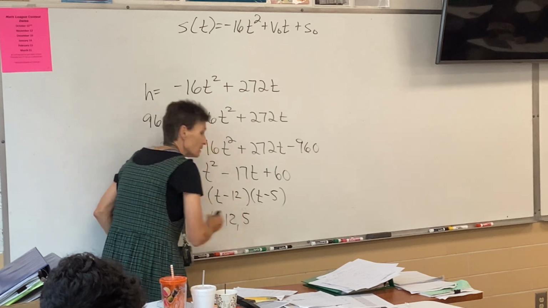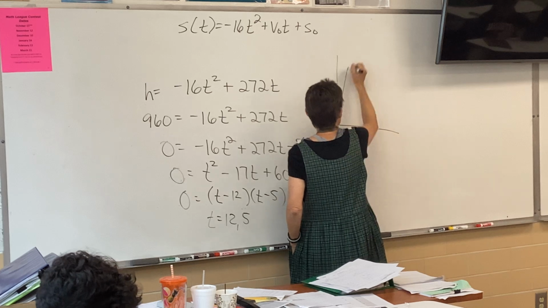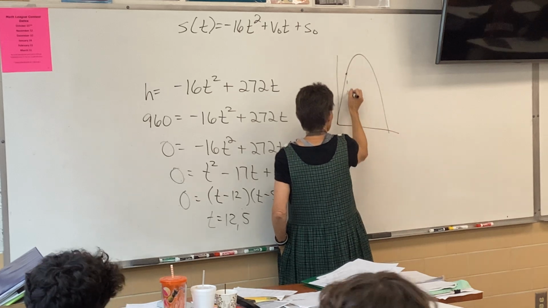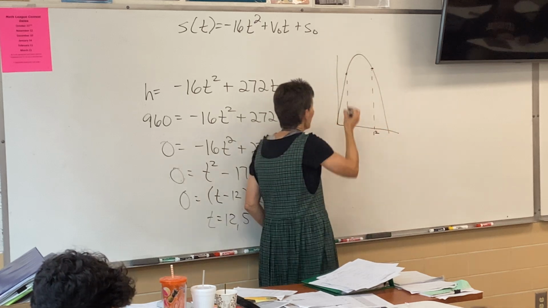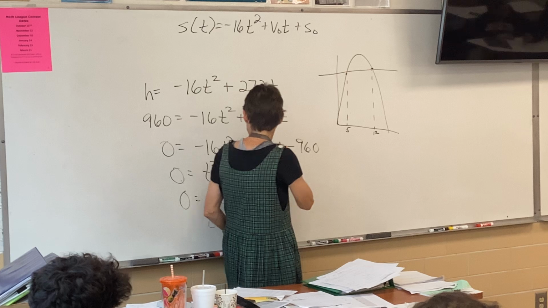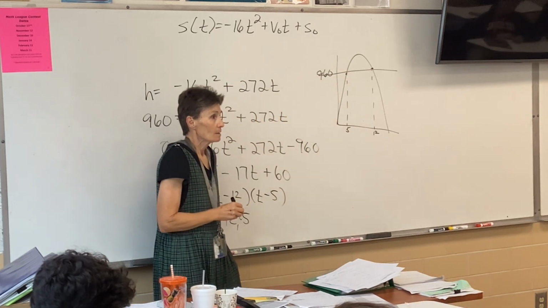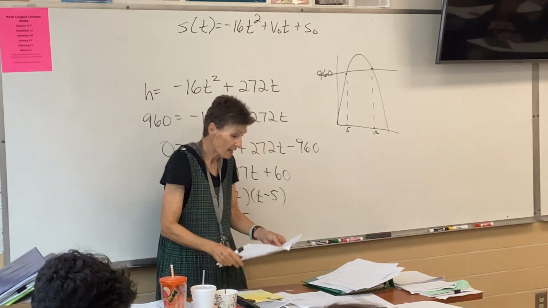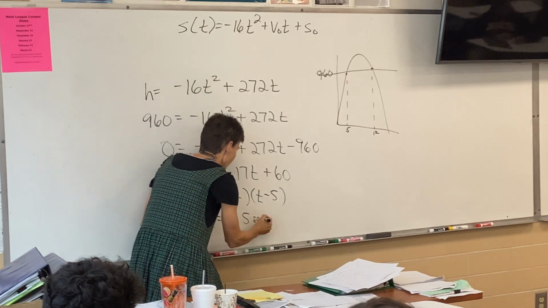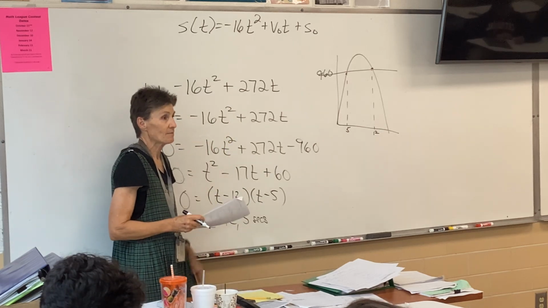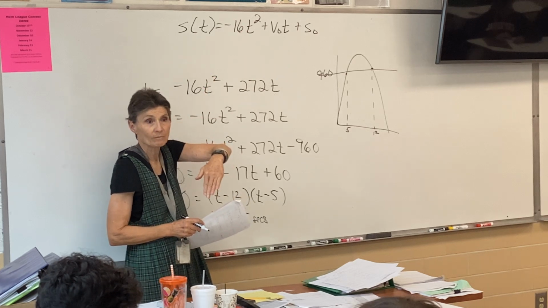12 and 5. So our picture, here's our parabola, here's 5, here's 12 seconds. That's when it is exactly 960. So question A is right here, 12 and 5. That's seconds. 12 seconds and 5 seconds. On the way up at 5, on the way down at 12.